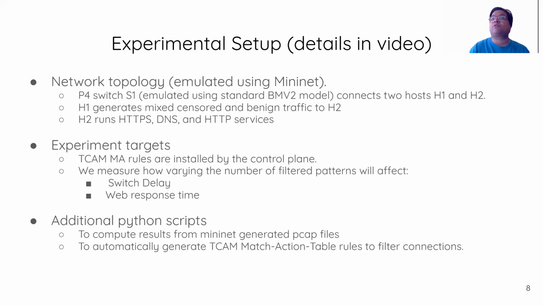Patterns to be detected are installed from the control plane in the form of low-level data plane rules. We measure switch delay and web response time for each protocol with varying patterns to be detected. To compute results in an automated fashion from the PCAP, which is extracted from the Mininet virtual network interface, we created a Scapy-based Python script. Similarly, low-level data plane TCAM match action rules are also generated in an automated fashion via a Python script, which takes patterns to be detected as an input and outputs low-level data plane rules.